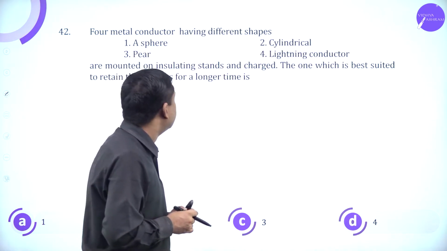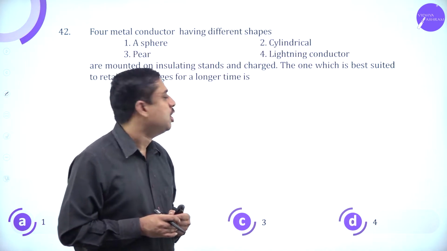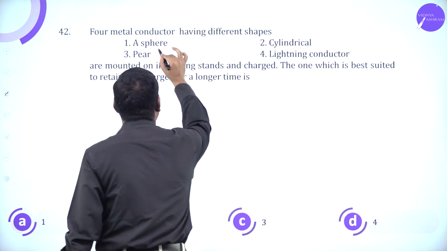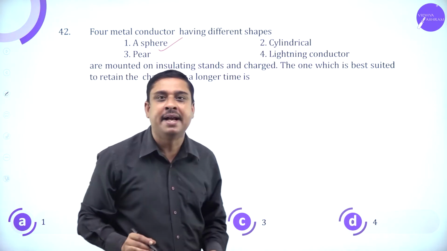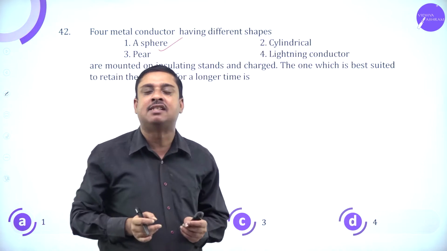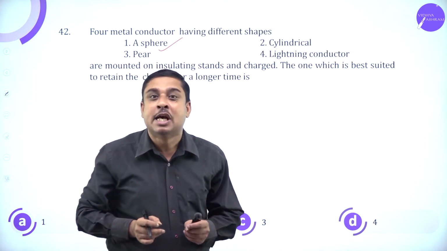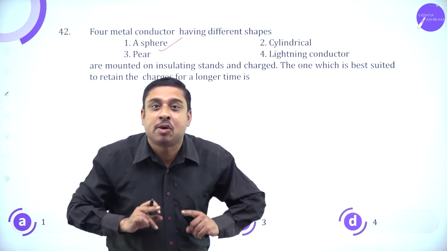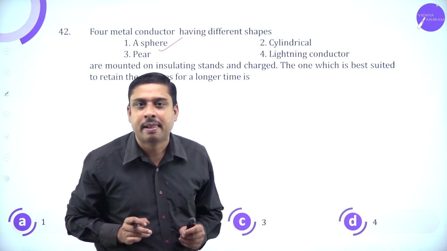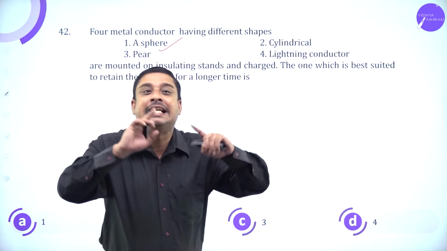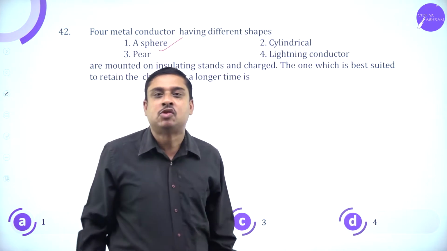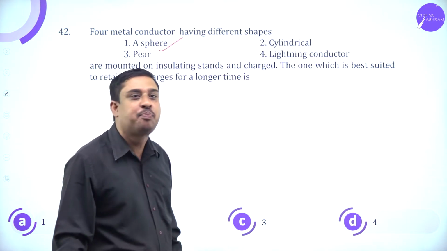The one which is best suited to retain charges for a long time has to be a sphere. Why? Since it has a uniform surface, the charges quickly distribute themselves on that uniform surface. So, maintaining the charges for a longer time is possible. So, here the answer is sphere.